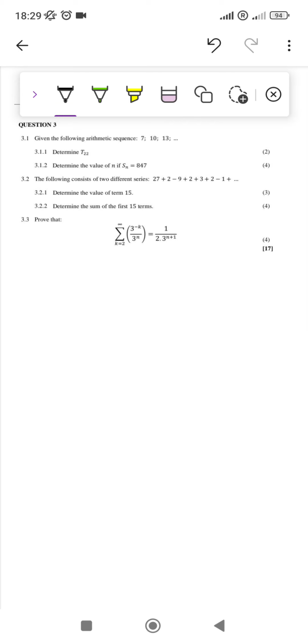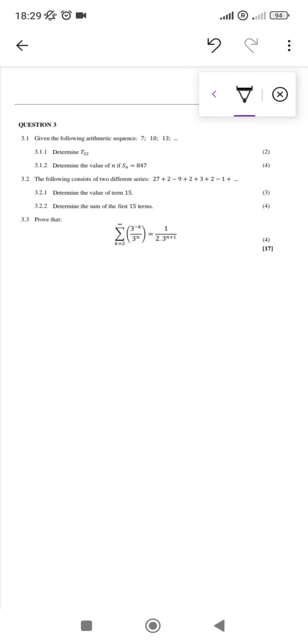Right, so in the first video, we found the value of Tn. In this video, we are busy with 3.1.2: determine the value of n if Sn equals 847. Okay, we mentioned already, and they told us that this is an arithmetic sequence. Because it's arithmetic, there's certain things that we know, right? There's certain formulas that we know apply.